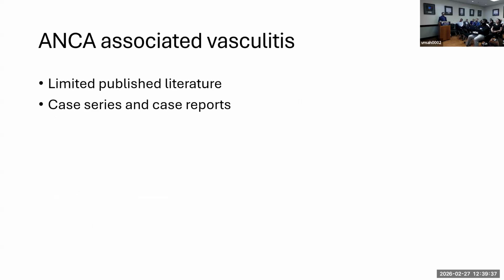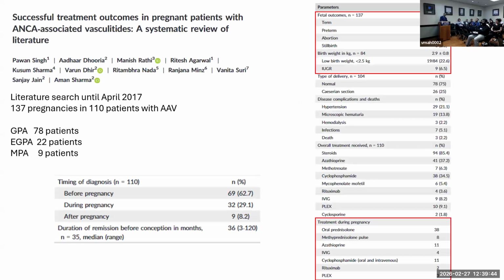This is where the evidence is less strong for the remaining ones. So ANCA-associated vasculitis, limited published literature. This is just a case series where they looked at 137 pregnancies in 110 patients, and it was basically descriptive. Most of these patients, the ones that they have data for, were in remission for approximately 36 months. So these were pretty healthy patients.